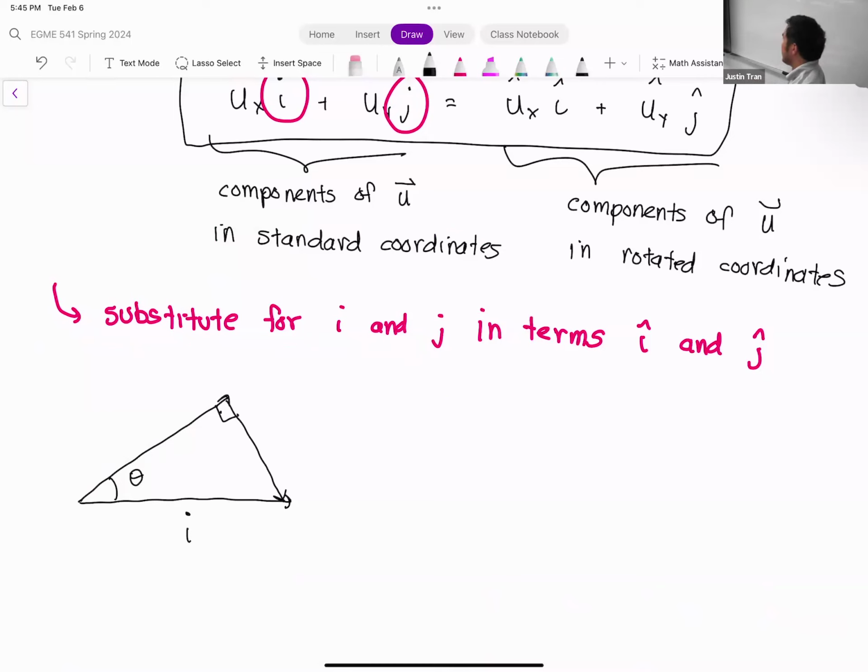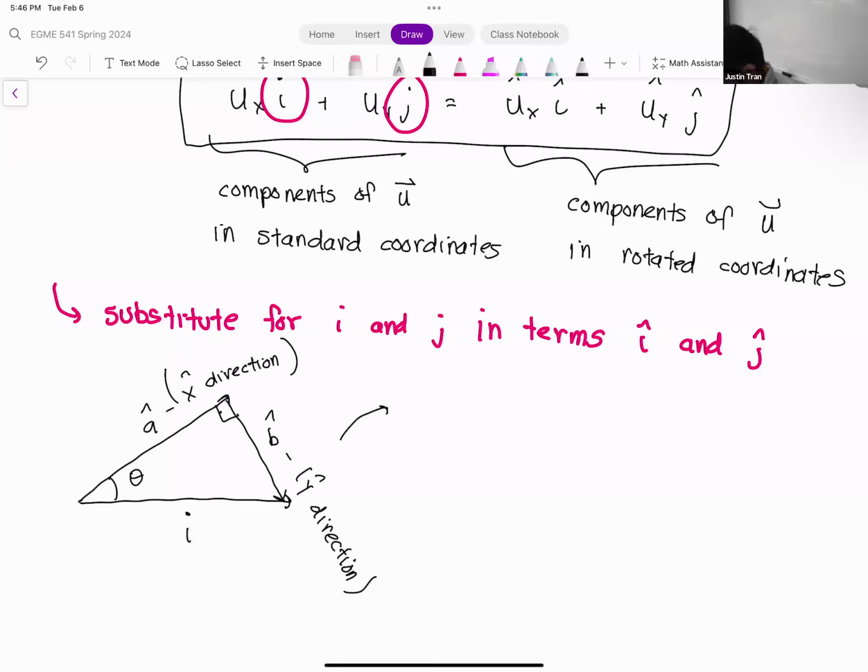Perfect writing. And so here I have a hat and b hat. I drew these a hat and b hat vectors very intentionally. The a hat vector is in the same direction as the rotated x hat, and this b hat here is in the y hat direction. So let's come up with expressions for a hat and b hat relative to i.